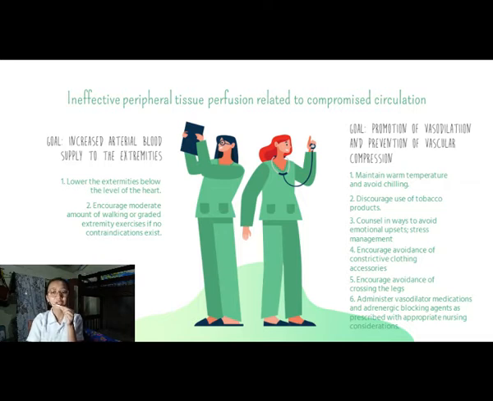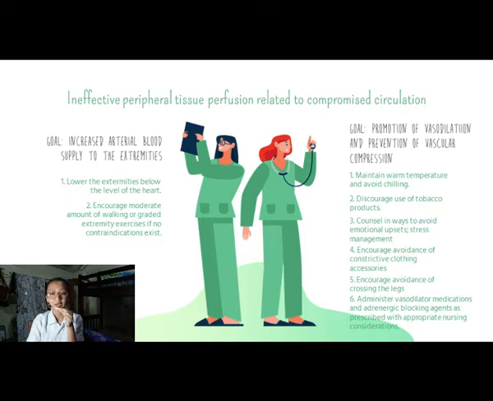First, instruct the patient to lower the extremities below the level of the heart, because the dependency of the lower extremities helps to enhance the arterial blood supply. Second, the patient is also encouraged to have a moderate amount of walking or graded extremity exercises if there are no contraindications. Muscular exercise promotes blood flow and development of collateral circulation.